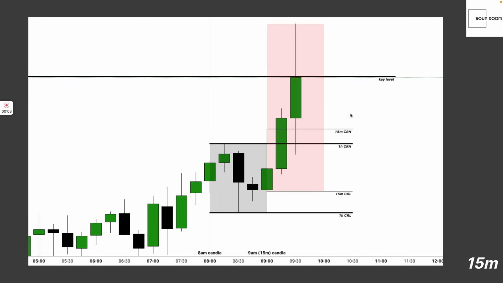Let's hop back on the 15-minute time frame. As we can see, the first candle formed the range, the second candle broke the range high of the 15-minute CRT and the 1-hour CRT. The third candle opens, tapping into the midpoint of the previous candle's range. Manipulation, distribution higher.